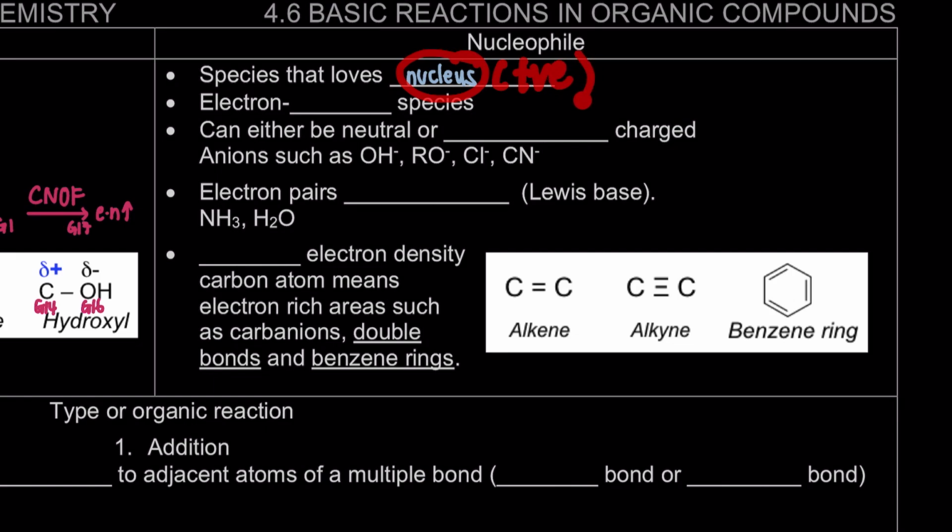Again, we always love what we don't have. So it means that the nucleophile is actually an electron rich species. There are lots of electrons there. When we have lots of electrons, it means more negative charge. Hence it likes the positive, opposites attract. So it can either be neutral or negatively charged. Again, negatively charged means that we have lots of electrons. So that is the definition of nucleophile.